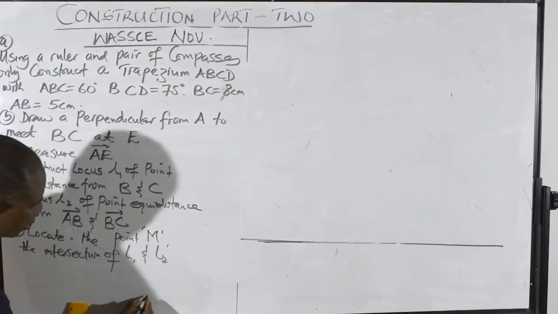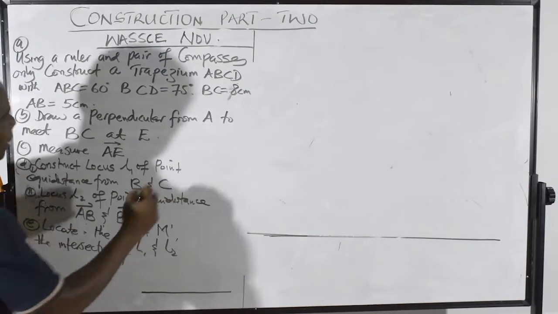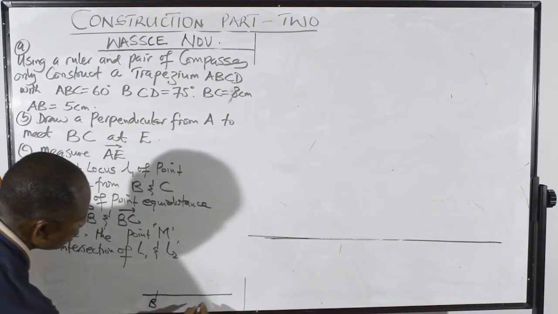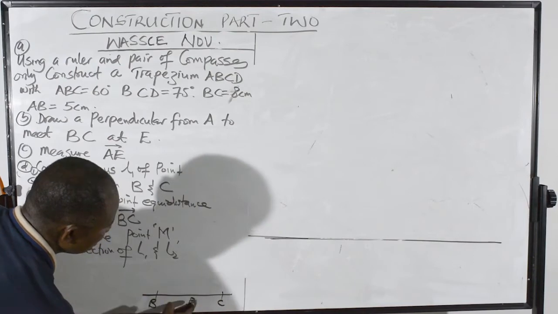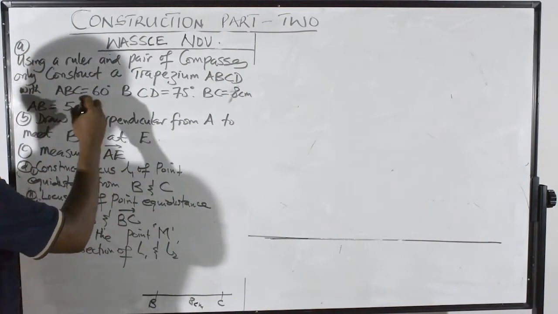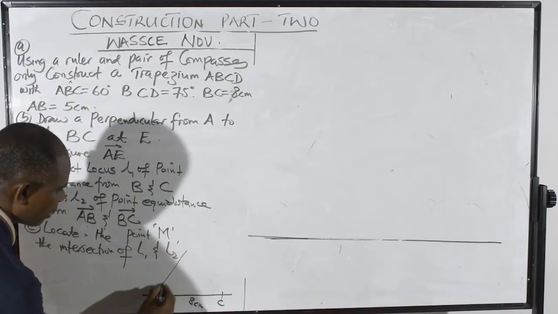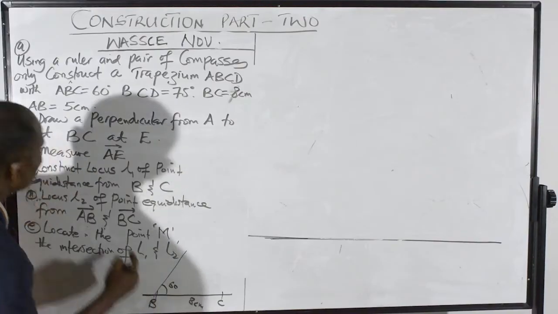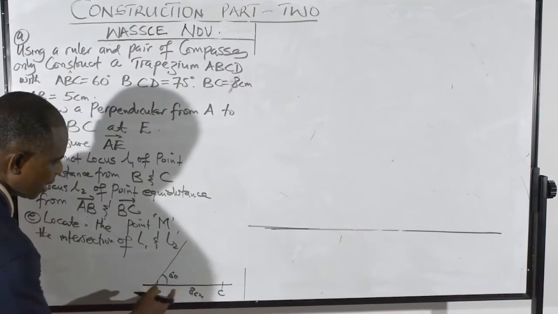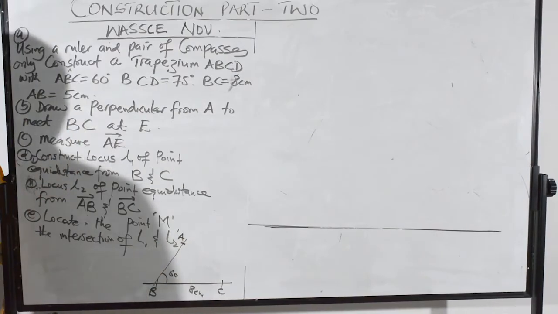So let's sketch this. Now we have seen BC. BC is giving us 8 centimeter. And I told you that the angle is formed in the middle. The letter in the middle is one of the angles, so that angle is formed there. That is 60 degrees, and it is ABC. So I've got B here, I've got C here, so this point should be A.